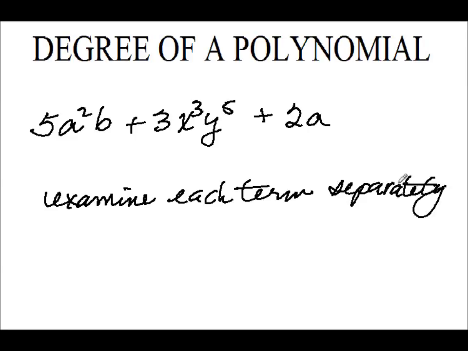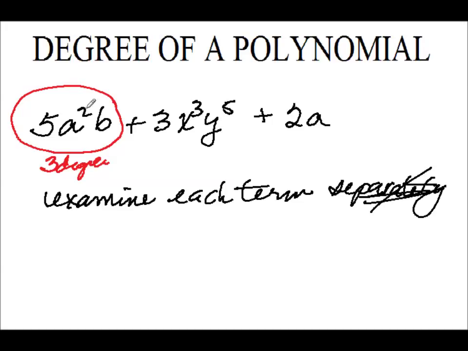I hope I spelled that right. Don't pay attention to my spelling. So let's look at each term. Let's look at this first one, just like he was all by himself. What's the degree of this term? I hope you figured it out from before. This is a third degree term because of the exponent 2 and the understood 1. This is a third degree term.